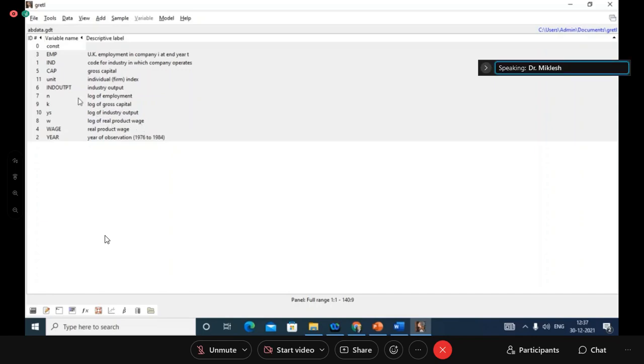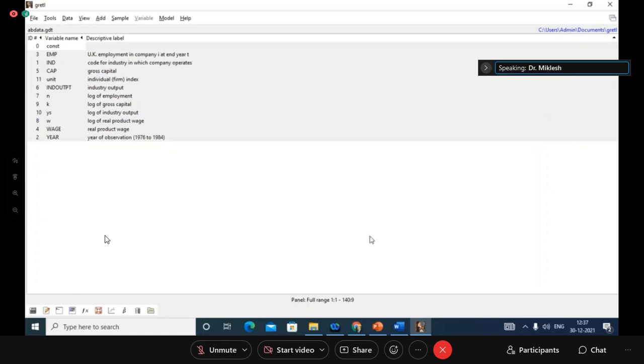So we have four variables. What are these? N, K, Y, W. N means log of employment, K means gross capital, YS means log of industry output, and W means log of product wage. Right.